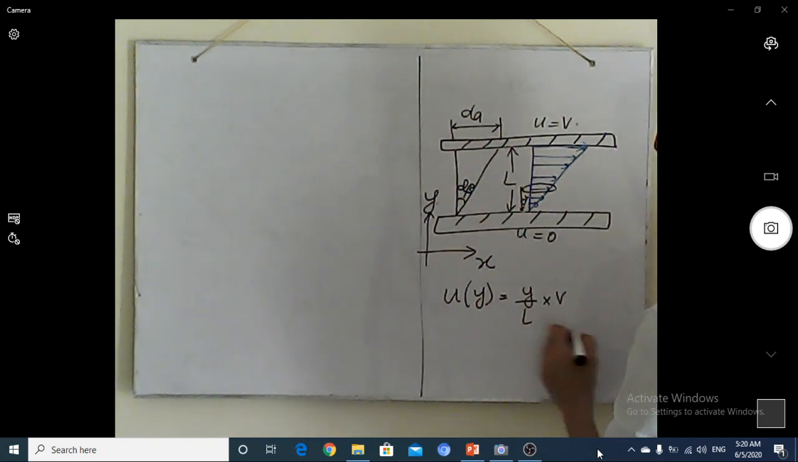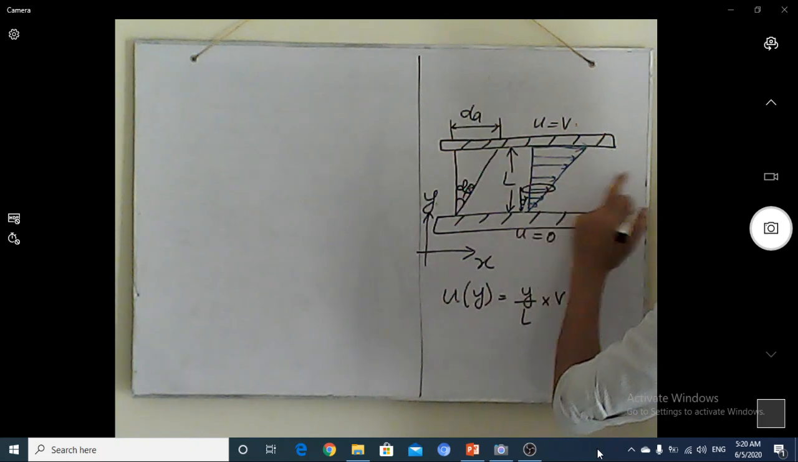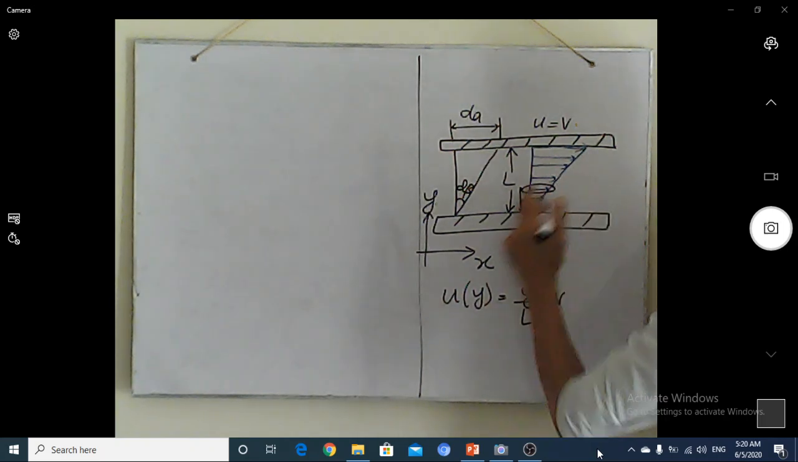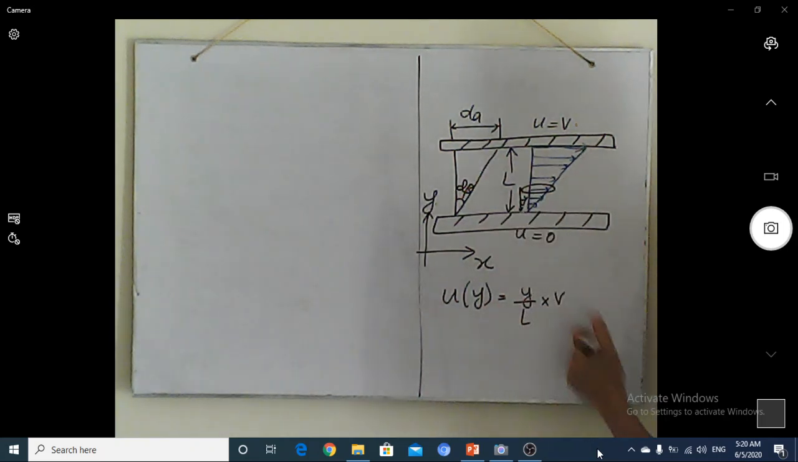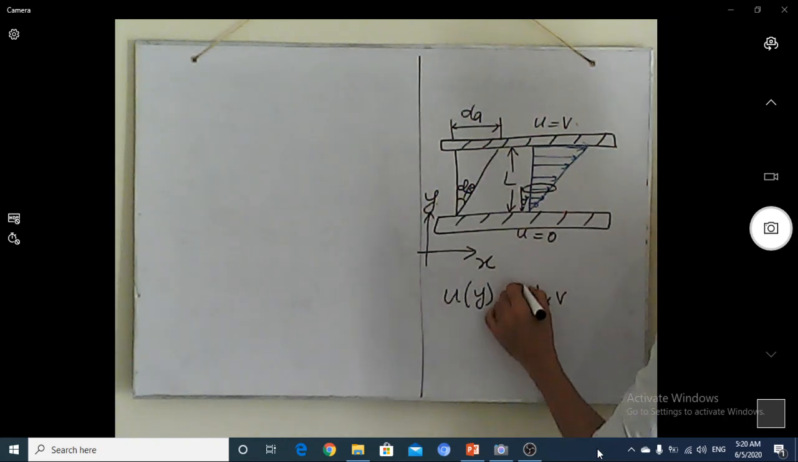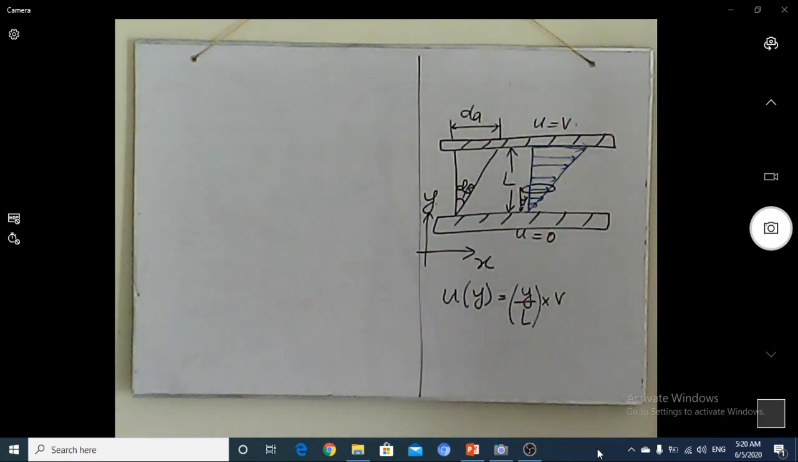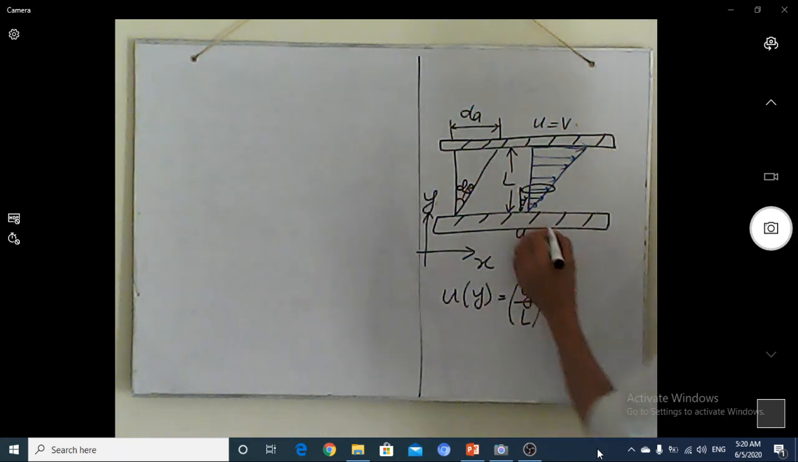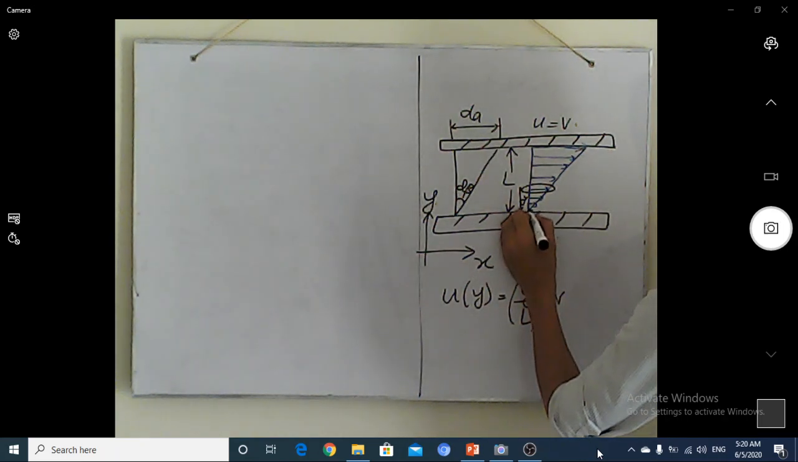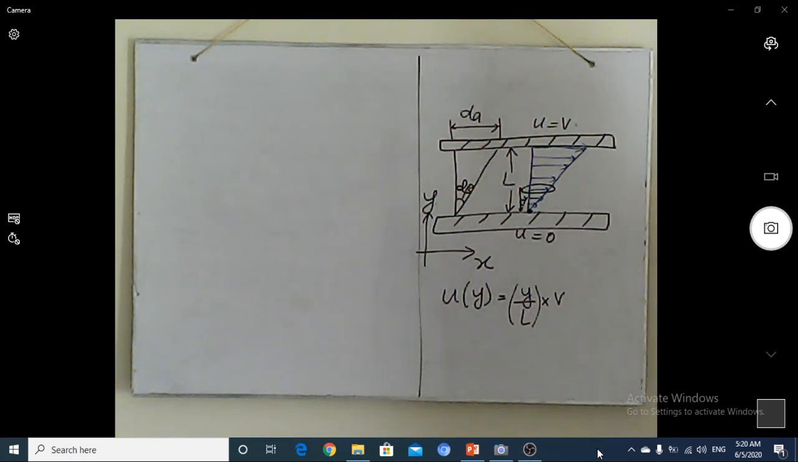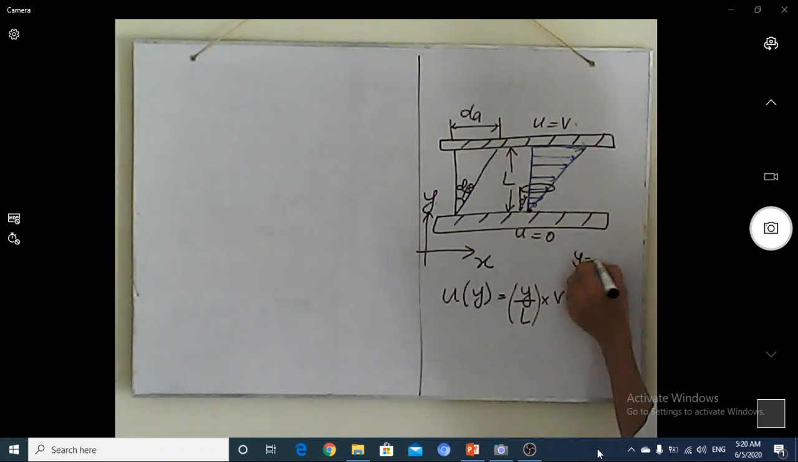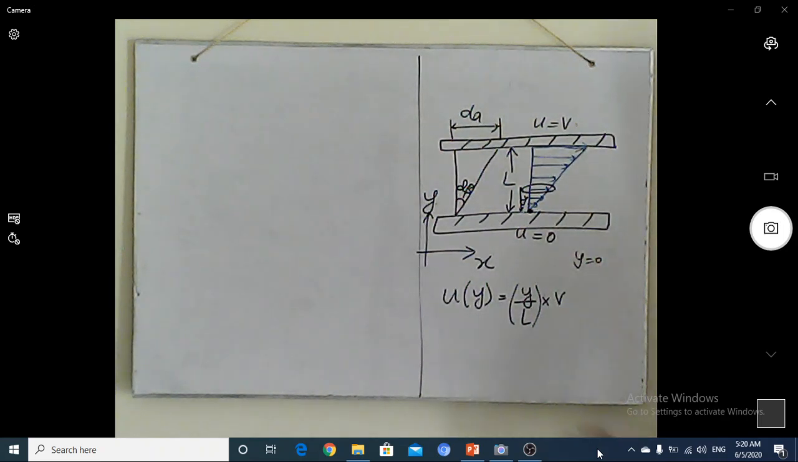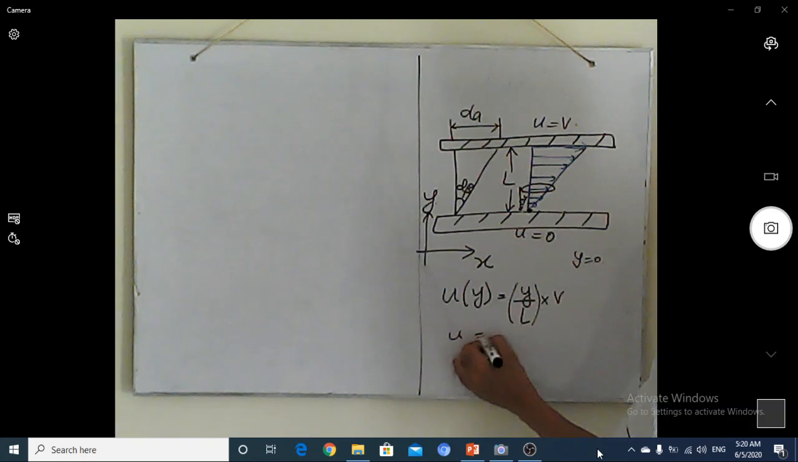So you will get the respective layer, which is the velocity profile at distance y. Okay, let's suppose you need to know the velocity present in the boundary layer of the bottom surface. So y definitely becomes equal to 0, and you will get u equals 0 ultimately.